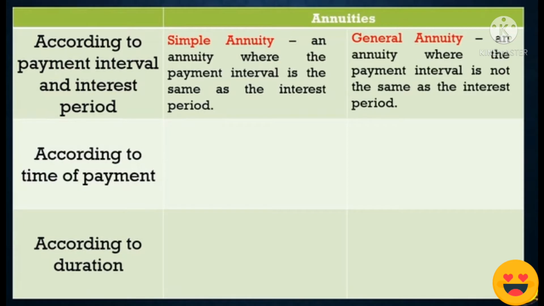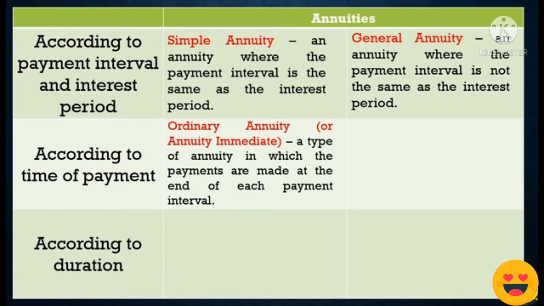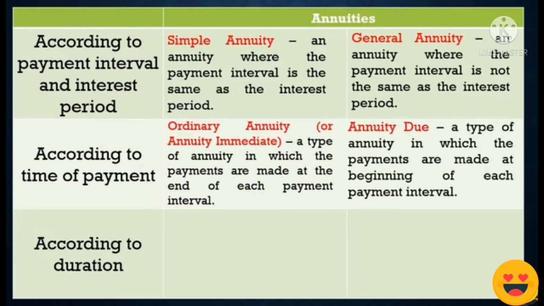In general annuity, this is an annuity where the payment interval is not the same as the interest period. So, hindi sila same. Pag according to time of payment, so pag sinabi natin ordinary annuity, or the annuity immediate, this is a type of annuity in which the payments are made at the end of each payment interval. And then, pag sinabi naman natin annuity due, a type of annuity in which the payments are made at the beginning of each payment interval.